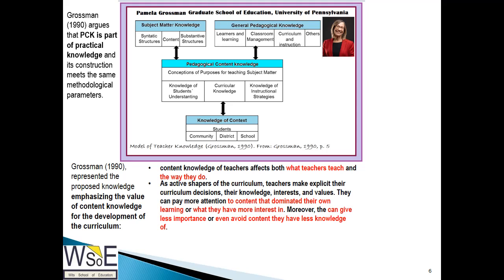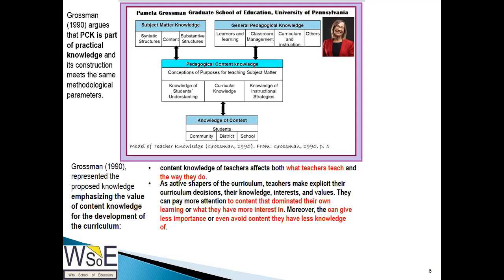Since teachers are active shapers of the curriculum, teachers make explicit their curriculum decisions. So your knowledge, your interests, your values are made explicit when you decide how to teach and in what way you will teach a particular topic. So teachers can pay more attention to the content that dominated their own learning or what they have more interest in. So particularly for natural science with the 4 knowledge areas, you might want to focus more on the content that dominated your own learning in your degree, whether it's life science or physical science or maybe earth science. But can you bring them all together? And what you tend to have more interest in.